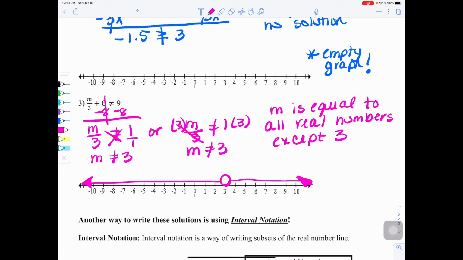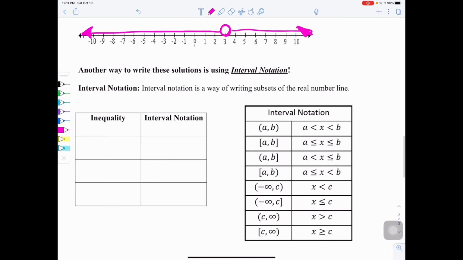So now we want to look lastly at another way to write these types of solutions, and it's called interval notation. So interval notation is a type of notation where you write subsets of the real number line. So on the chart on the right, this is a reference chart for you to use so that you understand how to convert all these different types of inequalities into interval notation. One thing you're going to notice when you look at that table is that instead of is less than, you're going to see parentheses.